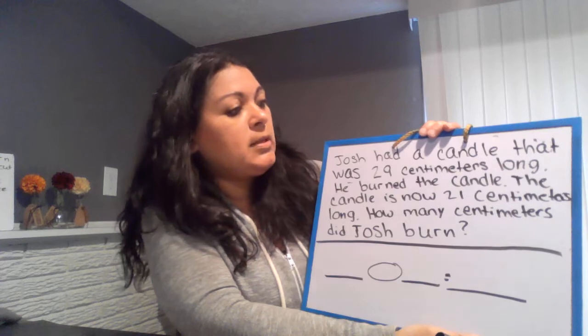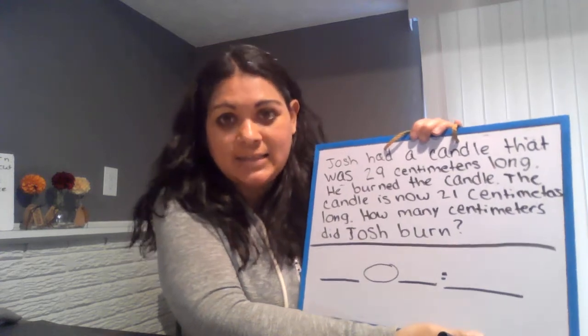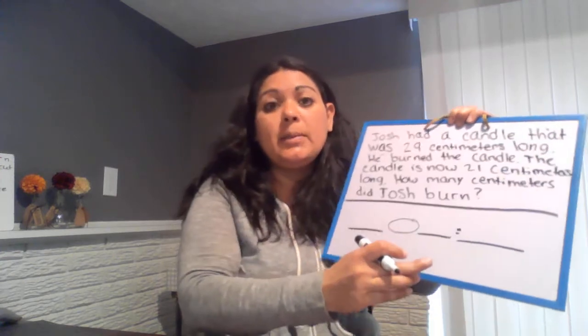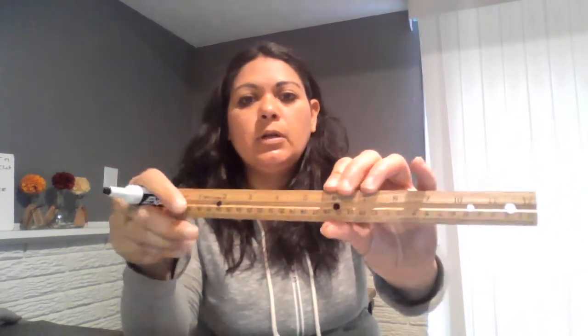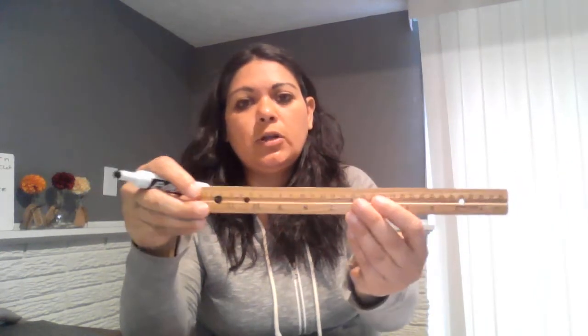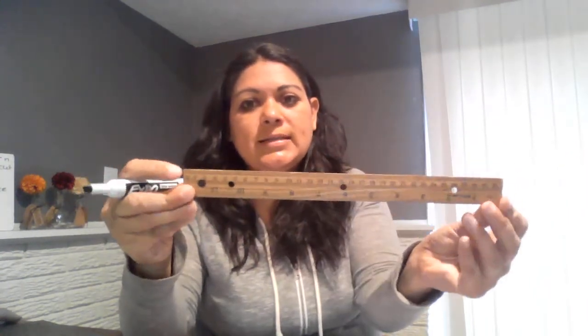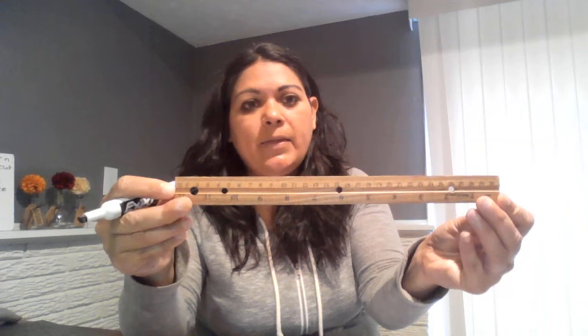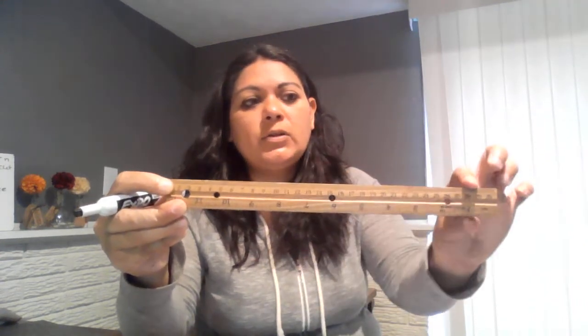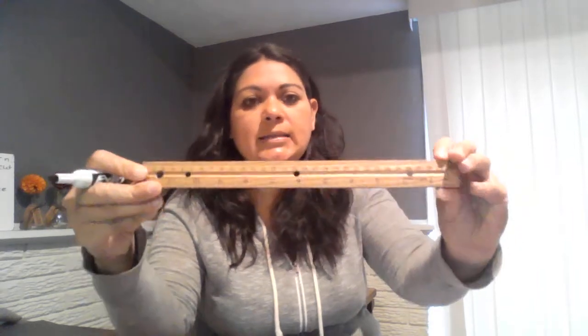At first, the candle was 29 centimeters. And then he burned the candle. Now the candle's 21 centimeters. So if you look at a ruler, on one side is inches. If we turn it over, it now measures centimeters, and you see the cm there. So his candle was at first 29 centimeters.